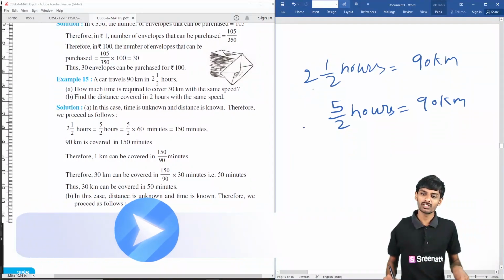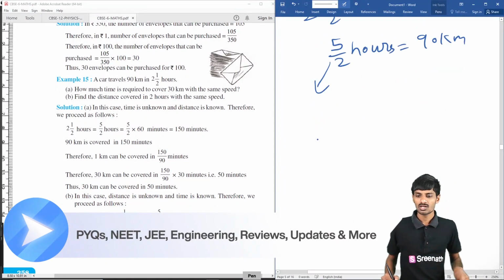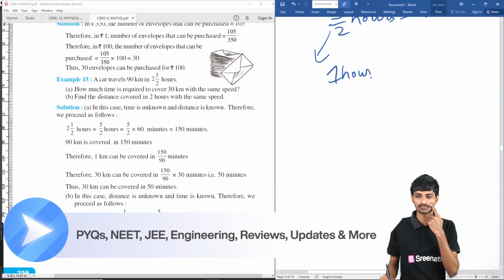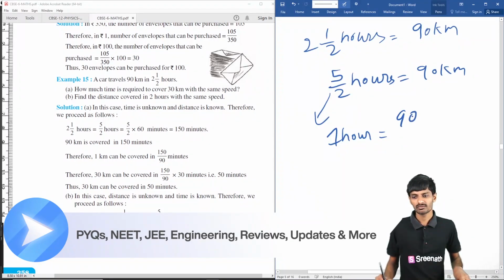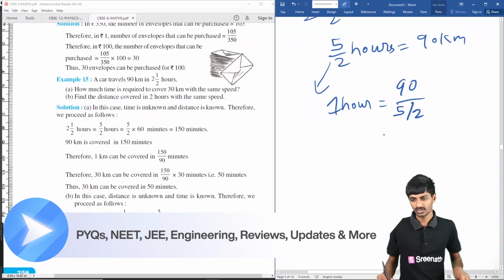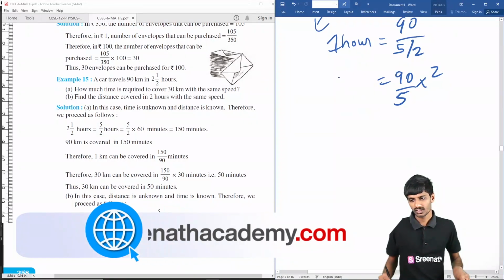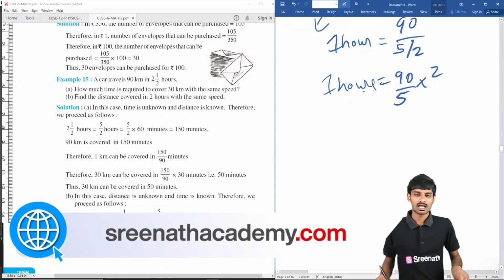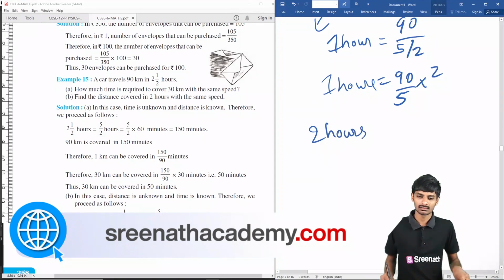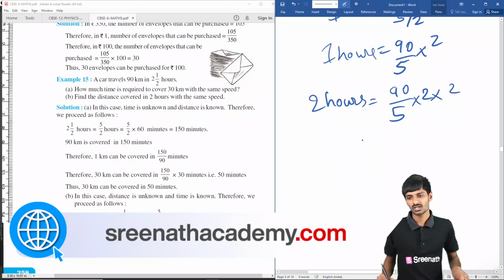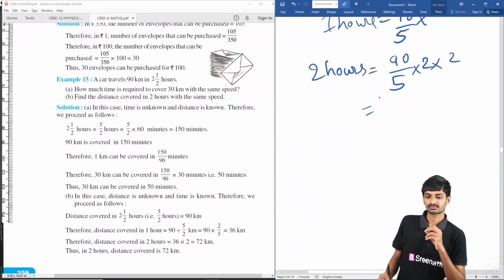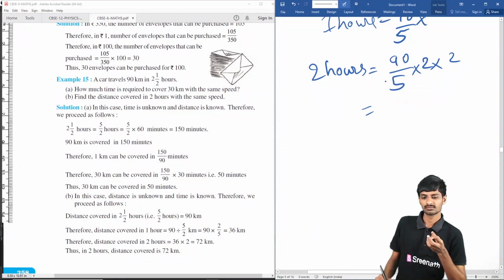Then again, by the unitary method, what is the distance traveled in 1 hour? Simply divide 90 by 5 by 2. You will get 90 into 2 by 5 in 1 hour. And if you want it for 2 hours, then it is 90 into 2 by 5 into 2. So this is the distance covered. So how much is it, friends? 90 into 2 by 5.